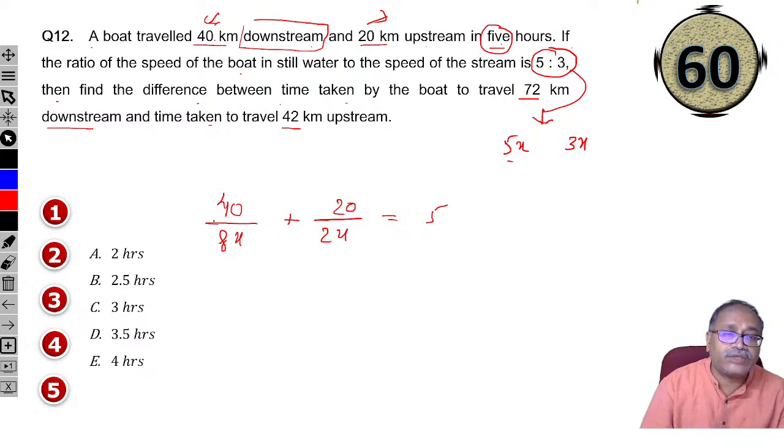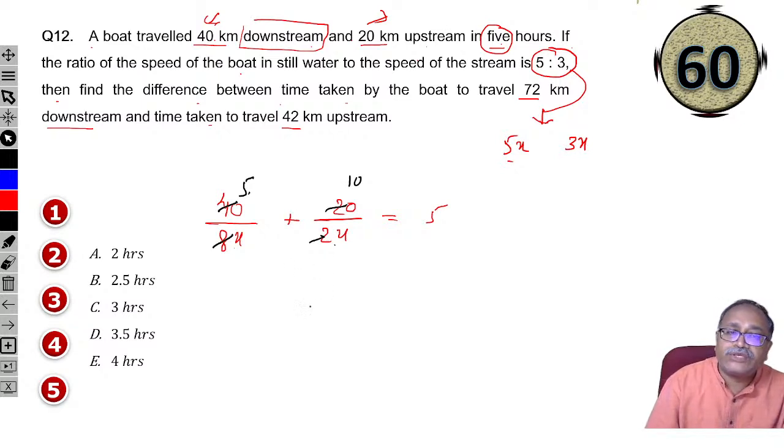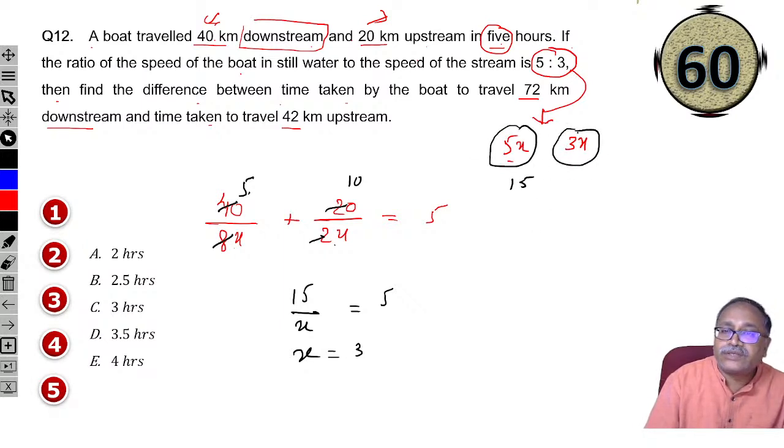Now here you notice that it has become very easy. It is 5 times and this is 10 times. So here you notice that this is 5 by x and 10 by x, which is nothing but 15 by x, which is equal to 5. Therefore x is equal to 3. And once you have x equal to 3, 5x is 15 and 3x is 9.